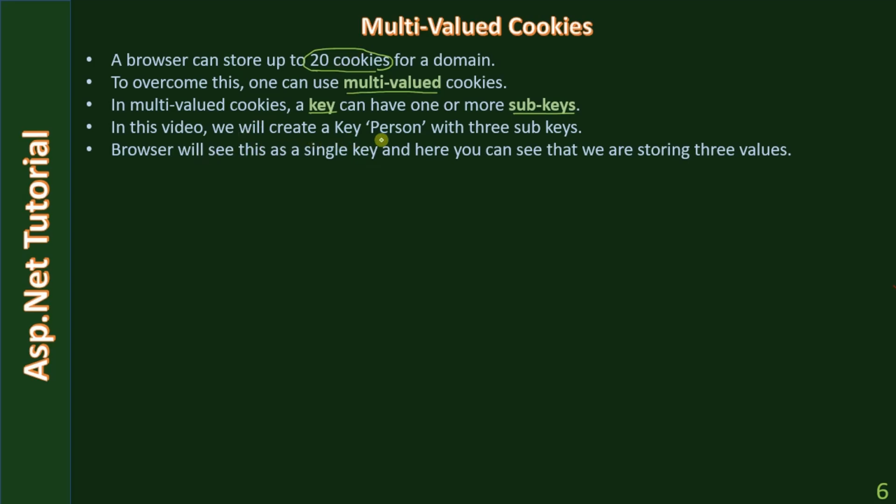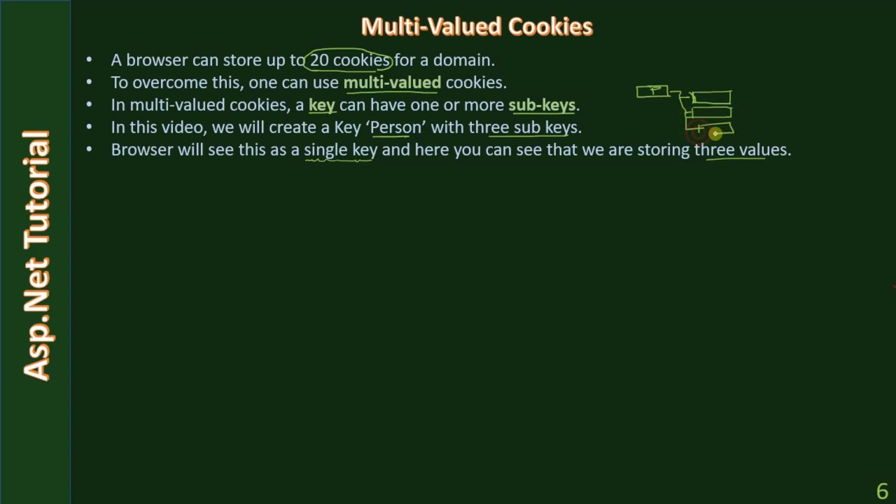In this video, we will create a key called person with 3 subkeys. The browser will see this as a single key, but here you can see that we are going to store 3 values because we have 3 subkeys under one key, person. Here we are talking about a person, and we can create subkeys for this person. So this will make the cookie more organized, and at the same time we can store more values, right?